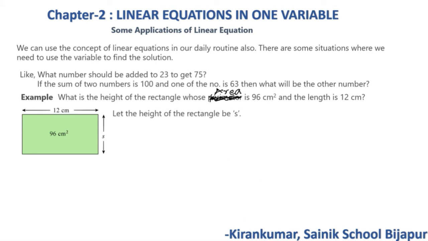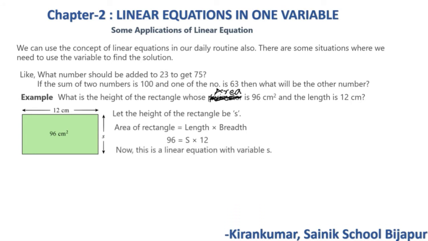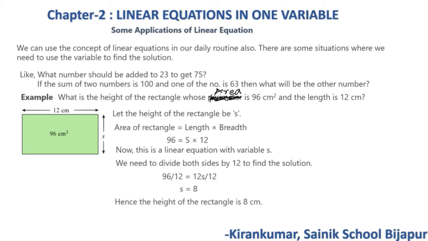Area of rectangle is given by length into breadth. Therefore, 96 will be equal to S times 12. Now we divide both sides of the equation by 12. We get 96 by 12 is equal to 12S by 12. Therefore, S value is 8. Hence, the height of the rectangle is 8 centimeter.